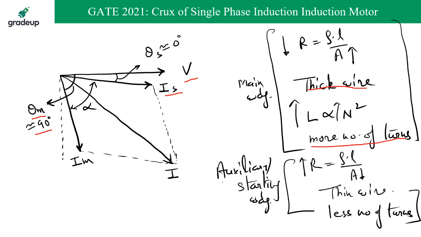If you see the auxiliary winding or starting winding, its resistance should be high because it is a highly resistive winding. So the cross-sectional area of this starting winding conductor is going to be less. So it is thin wire. And because inductance has to be less, so less number of turns. Similar logic you can apply.